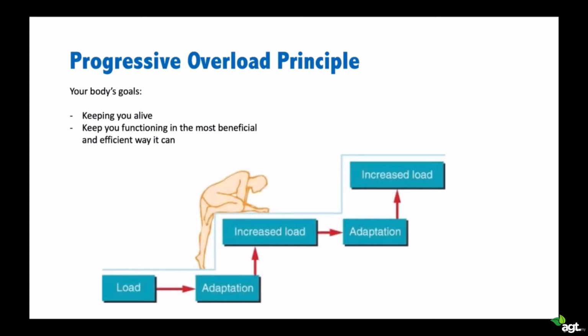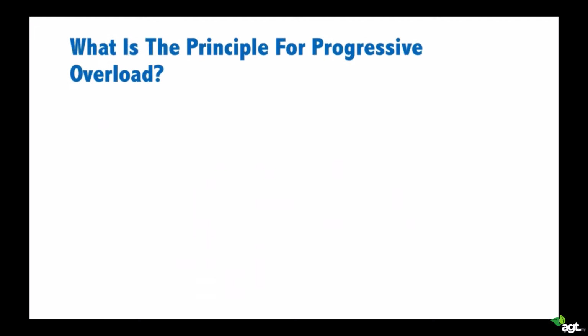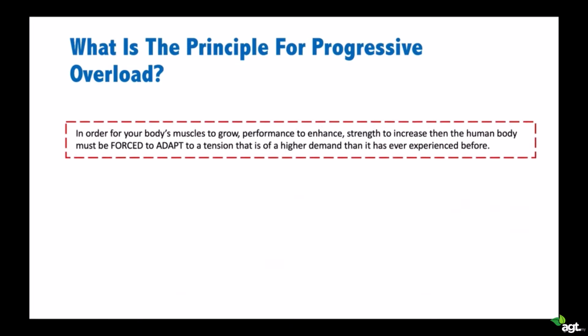So here's an example in a picture. You put the load in, it adapts, and then it will stay at that level unless you increase the load again, and then it will adapt again, and then you increase the load. It's literally like that. It's a platform to build on. Progressive overload principle. Okay, so what is the principle for progressive overload?